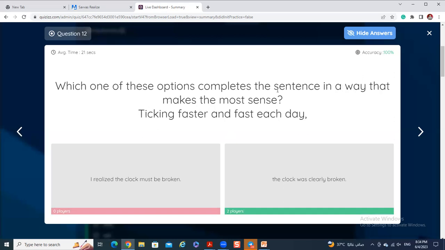Which one of these options completes the sentence in a way that makes the most sense? "Ticking faster and faster each day." Who's ticking? Who's ticking? Not I. It's the clock. "After having eaten a handful of jalapenos." Who having eaten? Who is the one that ate? Having, not my tongue. It must be I.